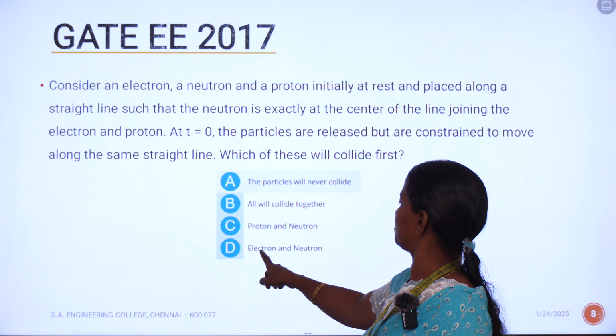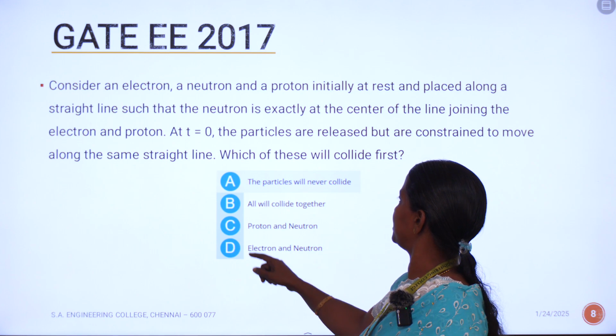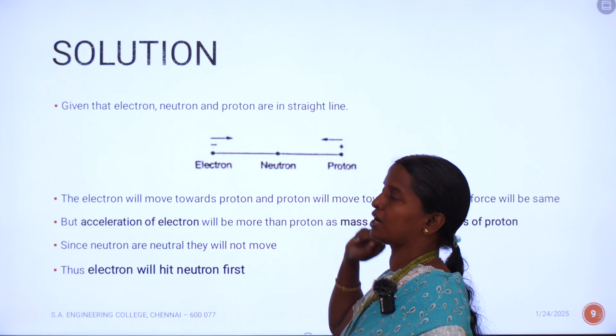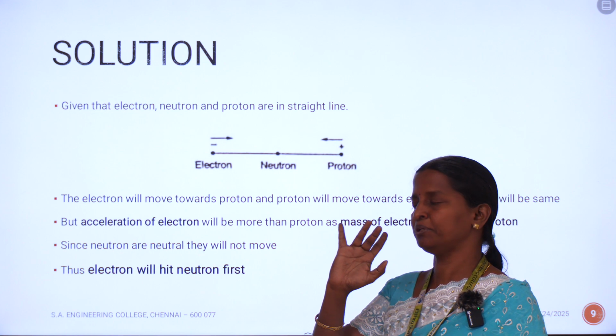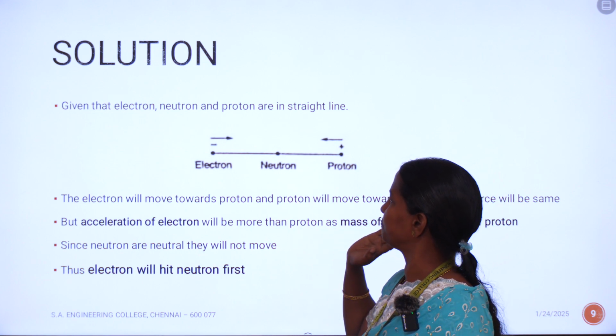Second option, D option, is electron and neutron may hit. That is, the electron may hit the neutron first. Which one will first hit the neutron? That is the question. Okay.